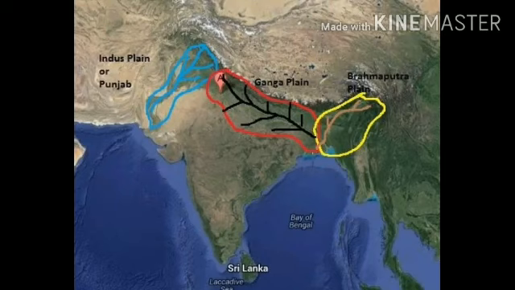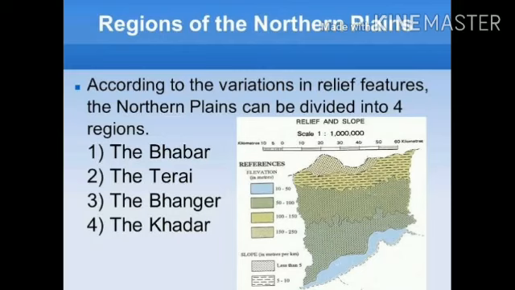Students, mention the divisions of northern plains. Northern plains are divided into three sections. They are Punjab plains, Ganga plains and Brahmaputra plains. Moving on to understand the Brahmaputra plain. Students, it is the eastern part of the northern plain. See, it extends from Assam to Bangladesh.